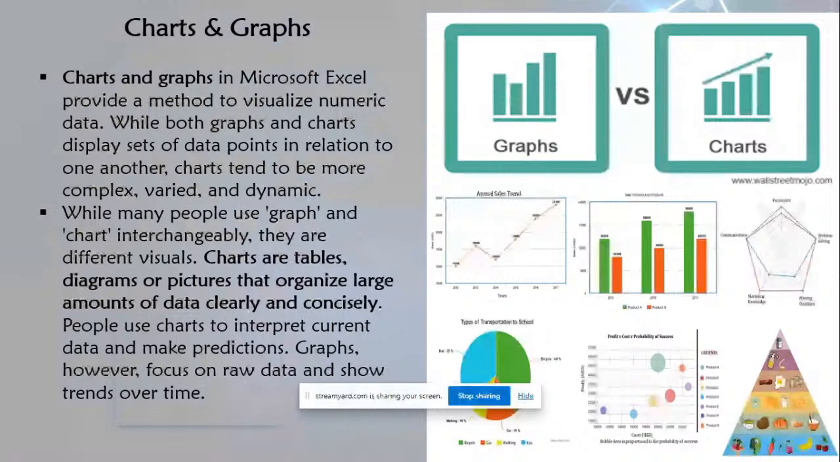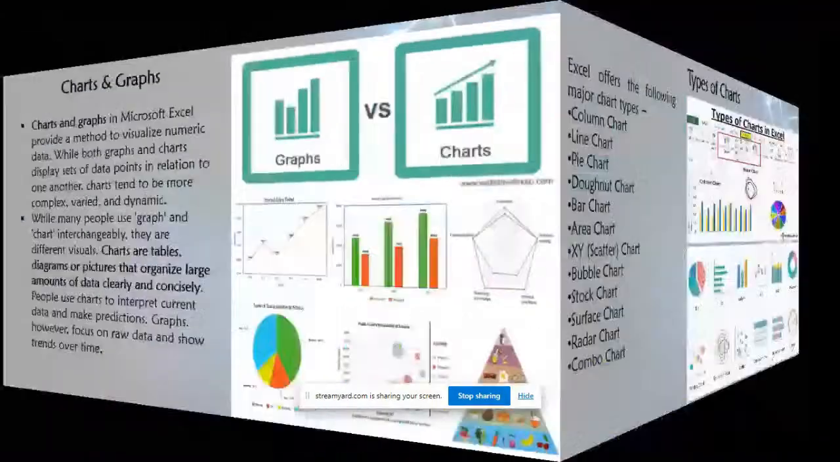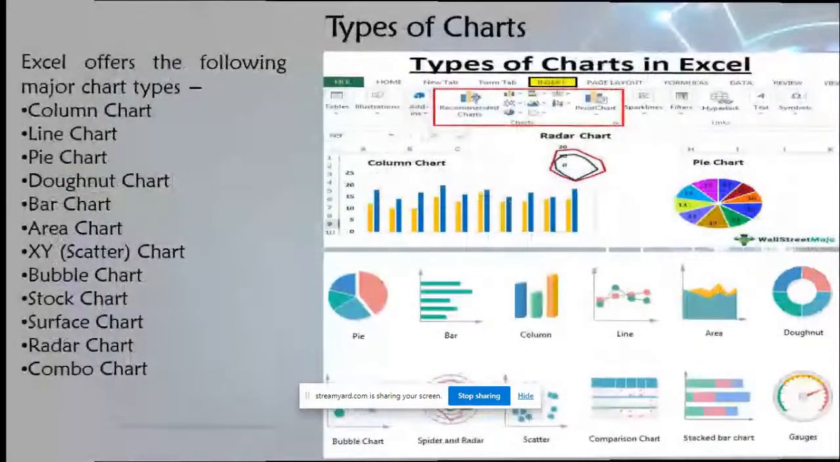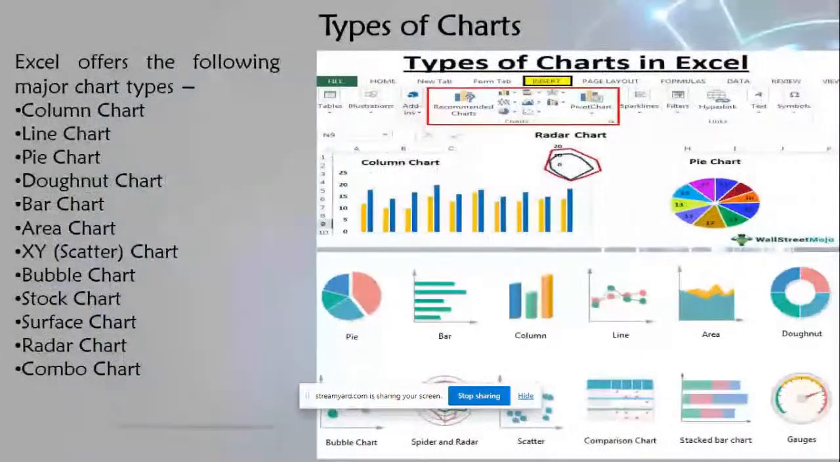But however, graphs focus on raw data and show trends over time. I say that again. Charts are tables, diagrams or pictures that organize large amounts of data clearly and concisely, like this. People use charts to interpret current data and make predictions, but graphs, however, focus on raw data and show trends over time.